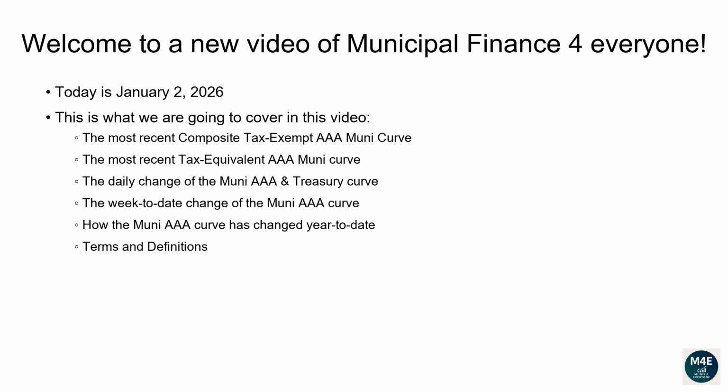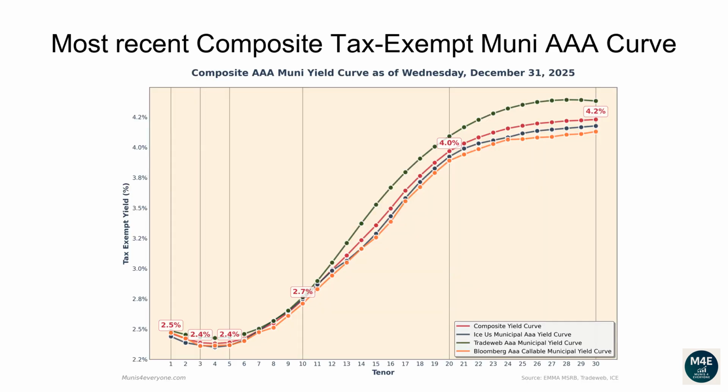Terms and definitions. Let's go over the most recent composite tax-exempt Muni AAA curve. The following composite tax-exempt yield curve is based off the most recent ICE, TradeWeb, Bloomberg yield curves that are available on the MSRB website, plus some proprietary extra adjustments, as of December 31, 2025.